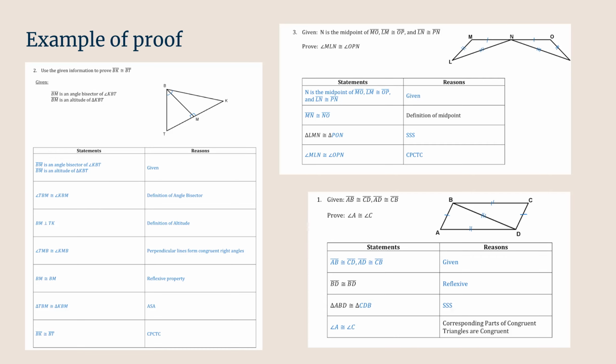And then from that, we already know that triangle LMN is congruent to triangle PON because the 3 sides are all congruent. And so therefore, we know that angle MLN is congruent to angle OPN because corresponding parts of congruent triangles are congruent.